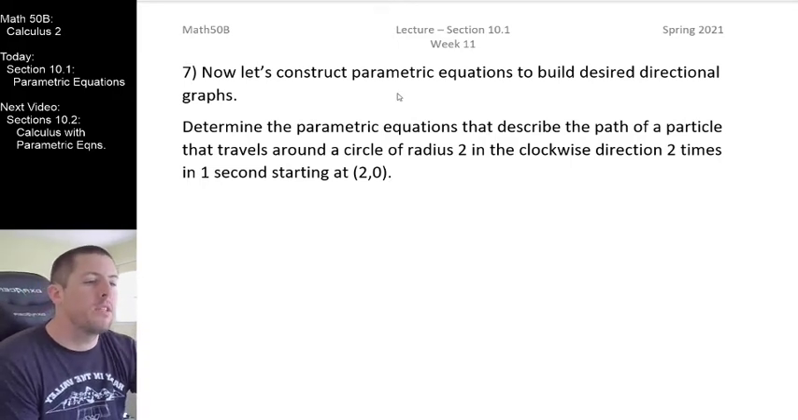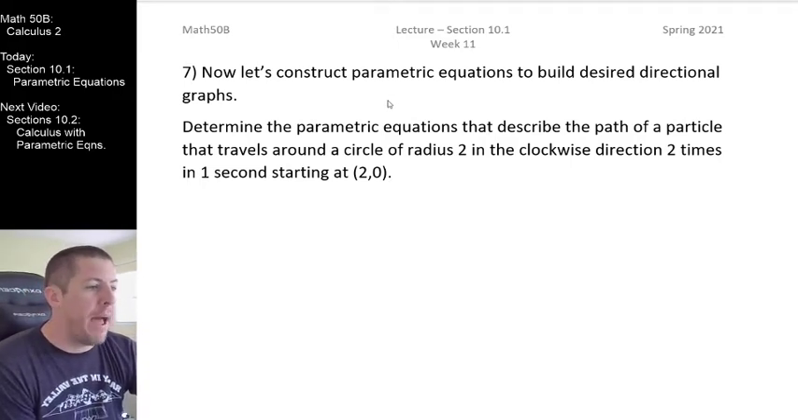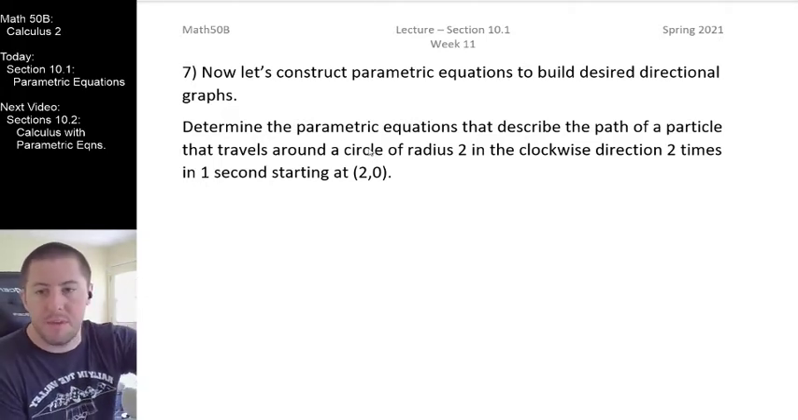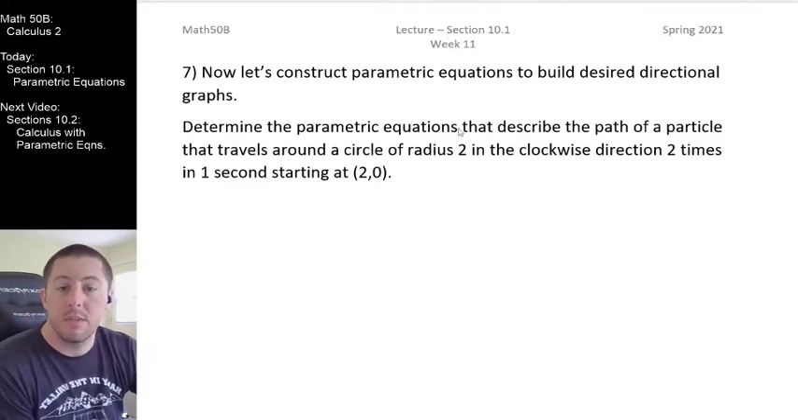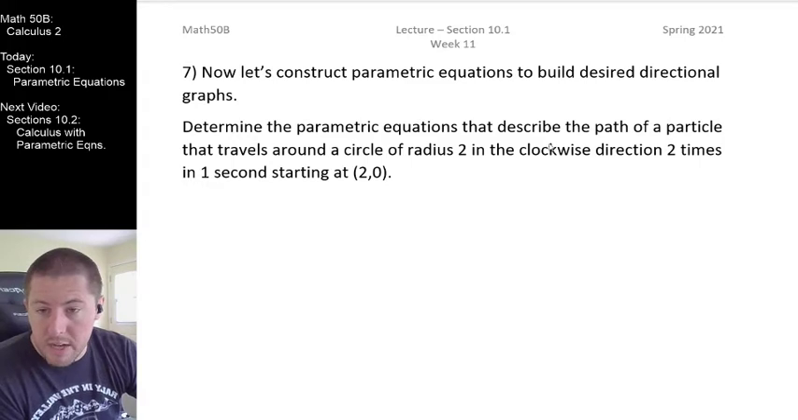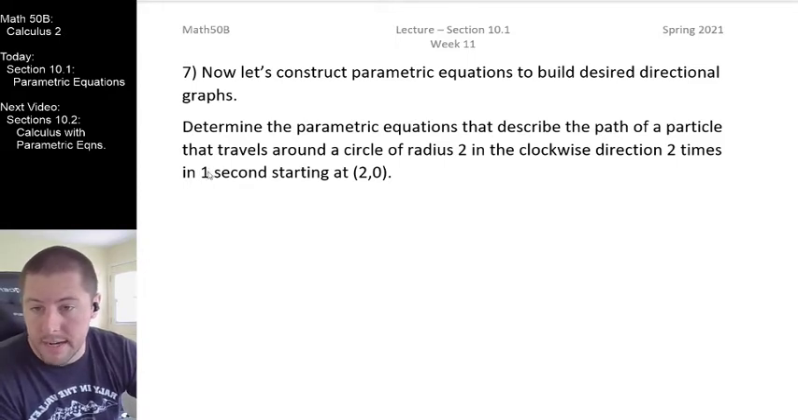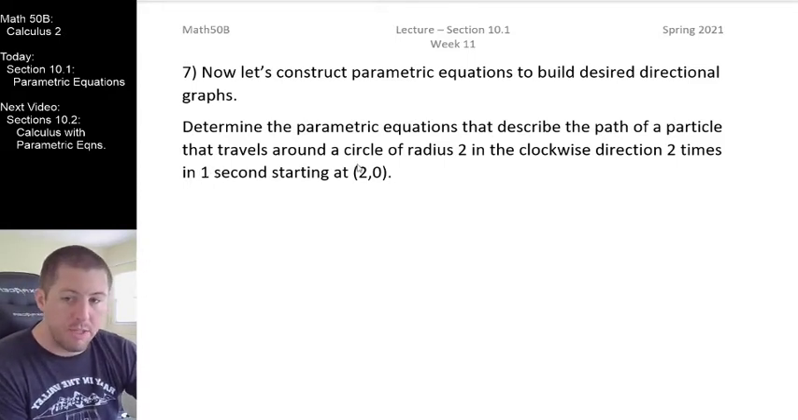We want to determine parametric equations that describe the path of a particle. It's going to travel around a circle, and as soon as you see circle in parametric equations, you should be thinking sines and cosines. It's going to have a radius of 2, so that changes a little bit. We're going to go in the clockwise direction, and we want to make sure our directions are correct. We need to make 2 laps. We want those 2 laps to occur in 1 second, and we want our starting location to be (2, 0).